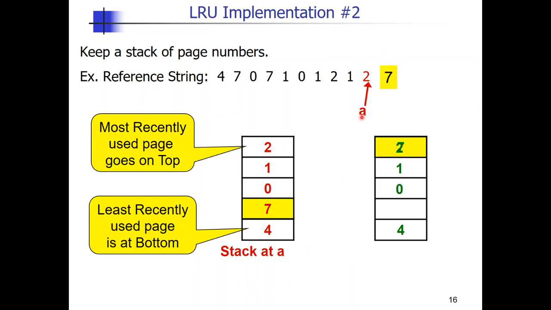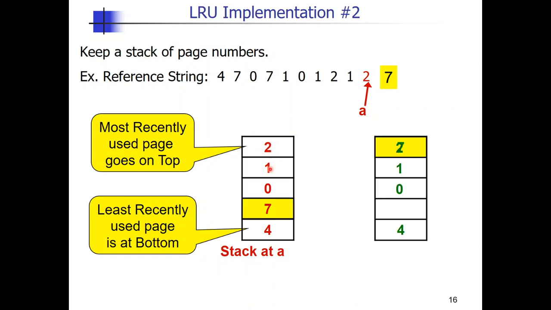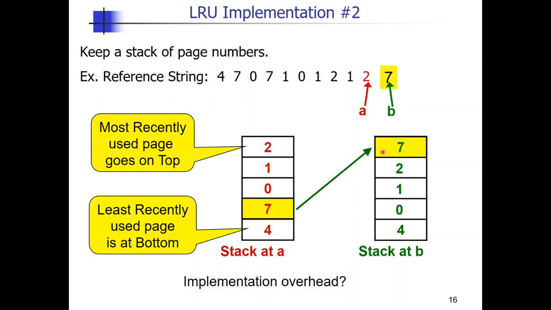The next reference is to page 7, and as you can see, 7 is present in memory here, so it needs to come to the top, and 2 needs to go one level down at that particular location. So the stack at time B: it earlier had 2, 1, 0, and 7 needs to come to the top, so we are going to move 2, 1, 0 down and then bring 7 to the top of the stack.